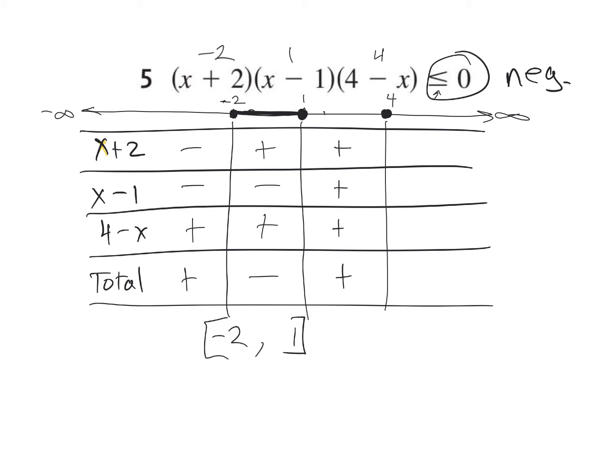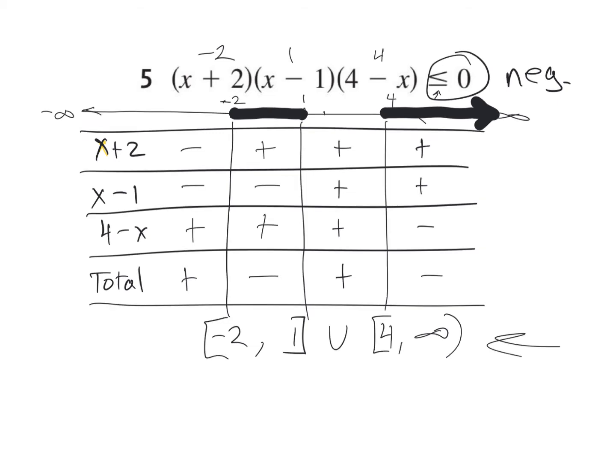And now we check past 4. How about the number 5? So 5 plus 2 is 7. 5 minus 1 is 4. And 4 minus 5 is negative. You'll get a negative if you multiply all those together, which is what we're looking for. So here we're going to go from 4, including 4, to positive infinity. And since there's more than 1, put a U in between them because this is what is shaded. Let's go ahead and just make it obvious. That's what your graph would look like, and that is your interval notation there.